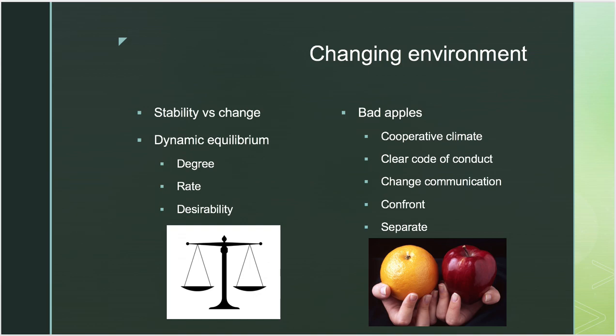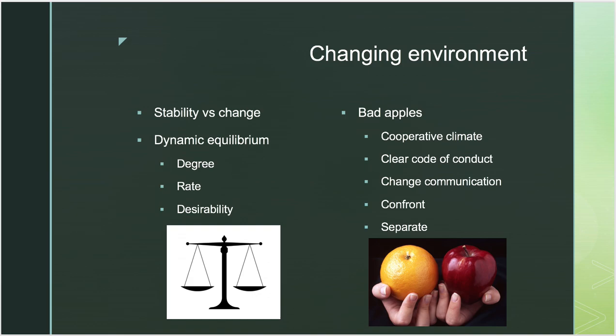Right? So think about developing a cooperative climate, figuring out ways to reach out to the bad apples and get them involved at all. Right? There should be a clear code of conduct. Right? I've given you some ground rules, and we'll talk about that a little bit later. Right? Think about changing communication. If this person doesn't respond to texts or emails, maybe you need to call this person or figure out a way to meet that person face to face.